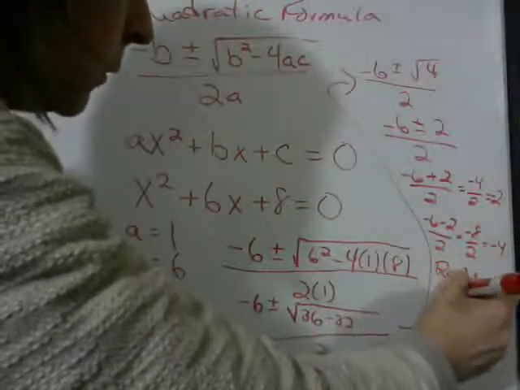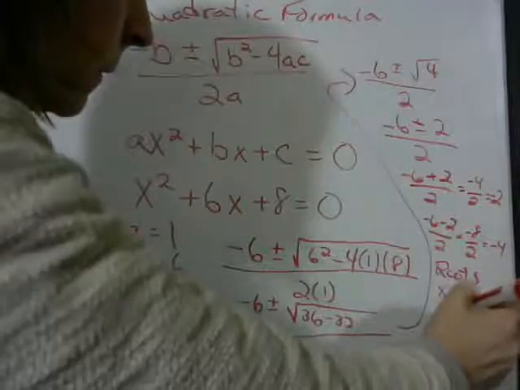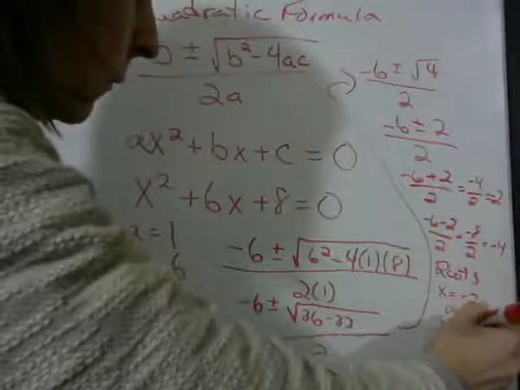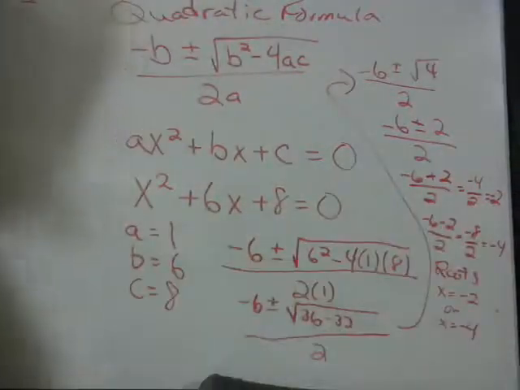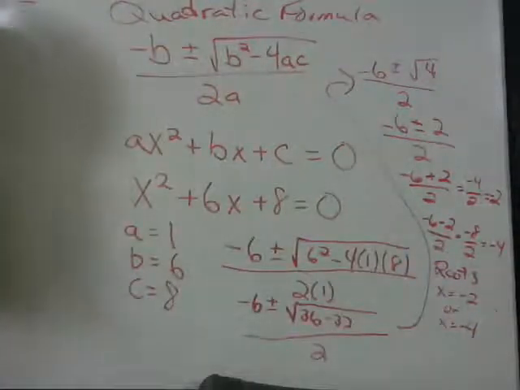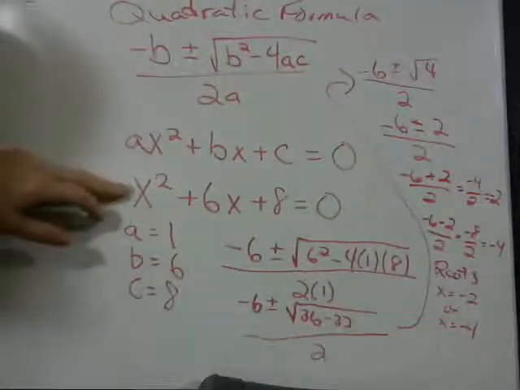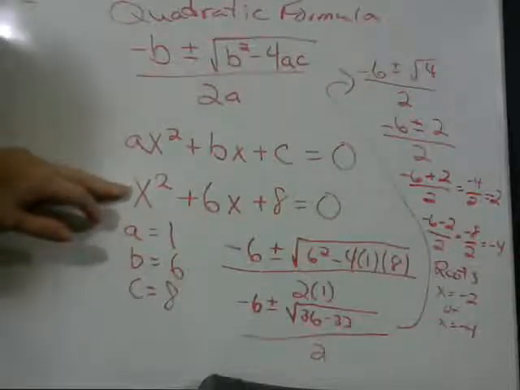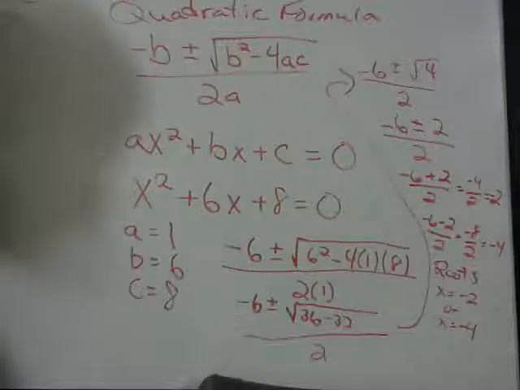So your roots are x equals negative 2 or x equals negative 4. We got a negative 2 and a negative 4. That is your answer if you're being asked what are the roots of this equation. Negative 2 or negative 4. That's the answer. We're going to do one more example.